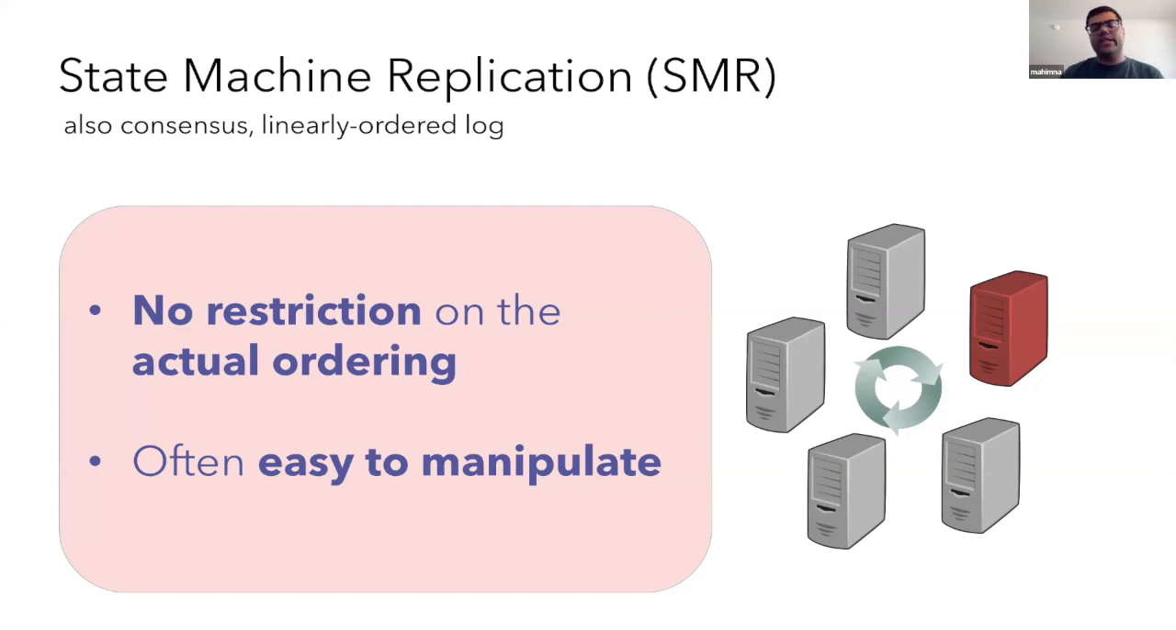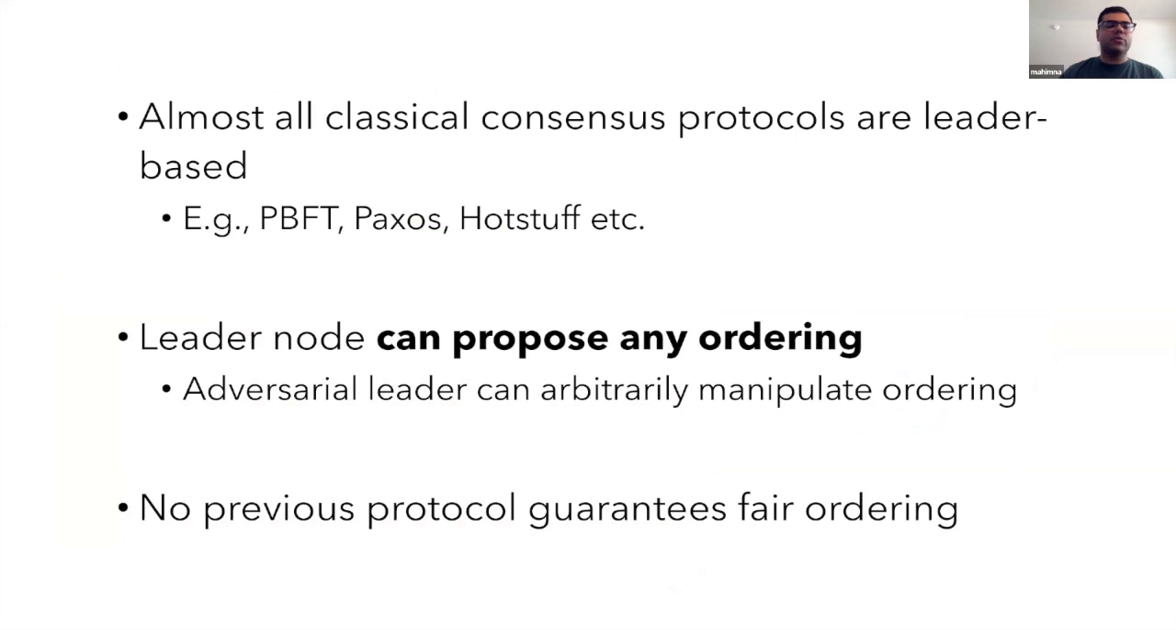And quite often, it's very easy to manipulate this order. For example, look at classical protocols like PBFT or Paxos, where a leader proposes an extension to the ordered log and the other replicas follow along. In some protocols, the leader gets voted out only when it's acting maliciously. Some protocols like HotStuff rotate the leader every once in a while. But in all of these protocols, whoever the current leader is can propose any transaction ordering. So it has the power to arbitrarily manipulate the transaction ordering, and no prior permissioned protocol guarantees any fairness in this.